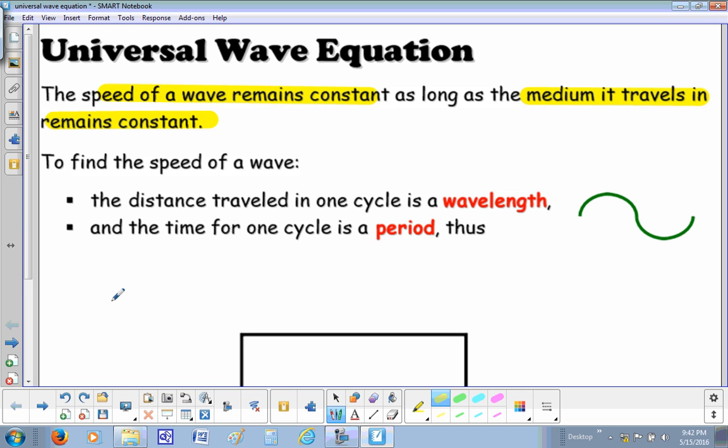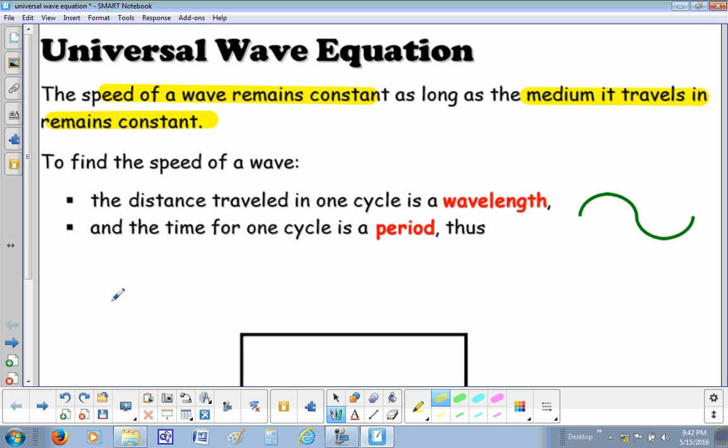The universal wave equation is one of those things we take for granted, but it's very, very important. We use it all the time when analyzing wave behavior, and it's very significant that way. It's called universal because it applies to any kind of wave, whether it's a light wave, a sound wave, a mechanical wave. It applies to any wave.